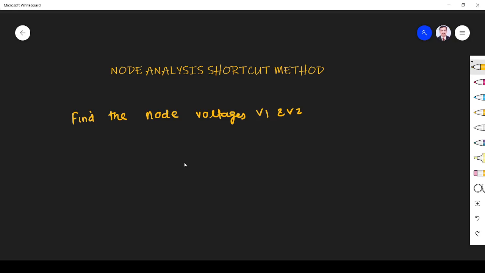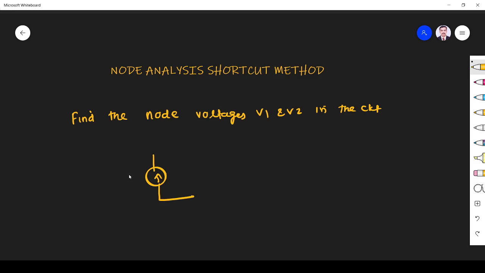Hi friends, in this video we see how to find the node matrix in the shortest way. The question is: find the node voltages V1, V2 in the circuit. The circuit is given here. It is like this.